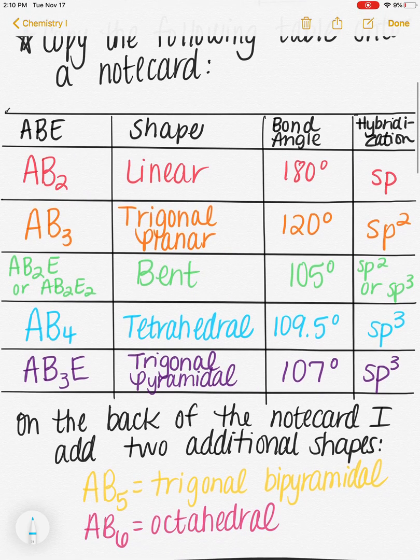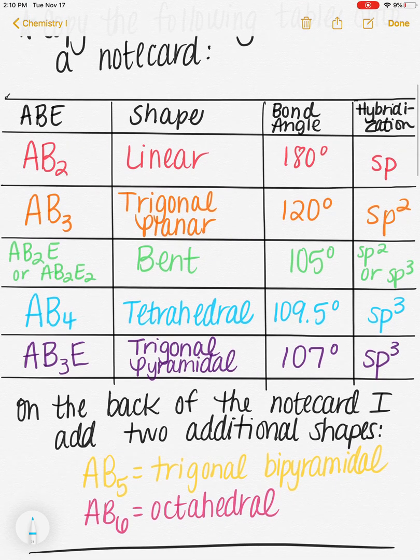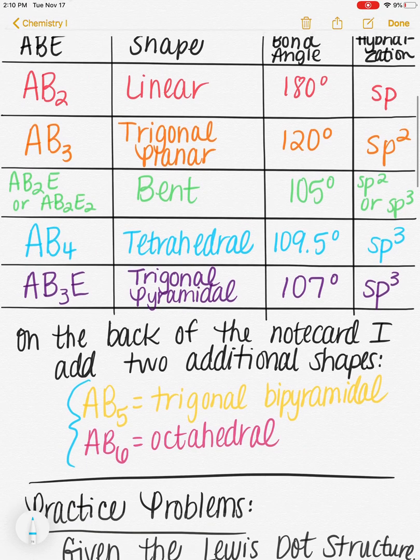Additionally, on the back of the note card, we have 2 extra shapes for the expanded octet types of molecules, which are more complicated. You have AB5, which gives you a shape of trigonal bipyramidal, and AB6, which are octahedral in shape. You don't have to know the bond angle or the hybridization for either of those 2 molecules. I just would like for you to have them there for your reference.